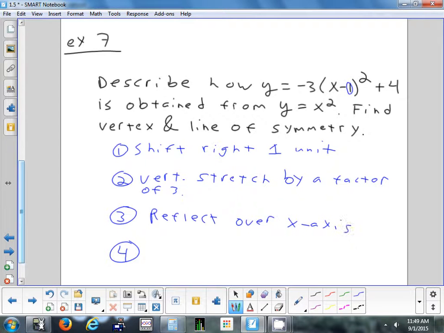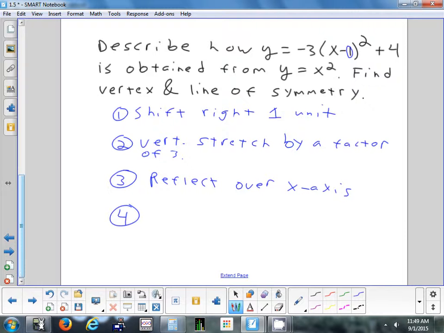And the very last thing on the end is a +4. How about Jen? What's the +4 going to do? It's gonna move it up by 4. Yep. It's going to shift up 4 units. Good. So basically every transformation was in that one problem.